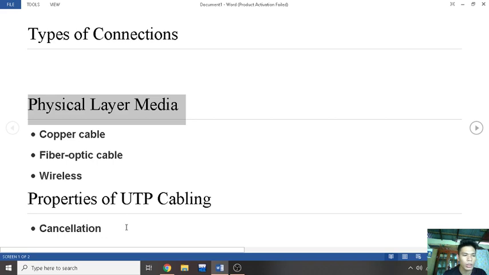So cancellation is when designers pair wires in a circuit. When two wires in an electrical circuit are placed close together, their magnetic fields are the exact opposite of each other. Therefore, the two magnetic fields cancel each other and also cancel out any outside EMI and RFI signals.